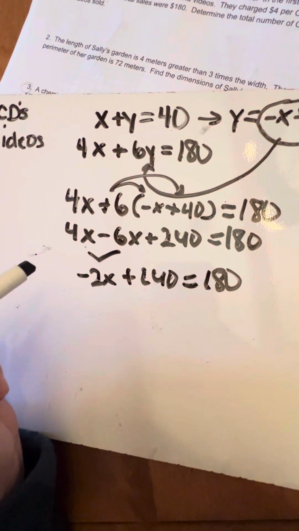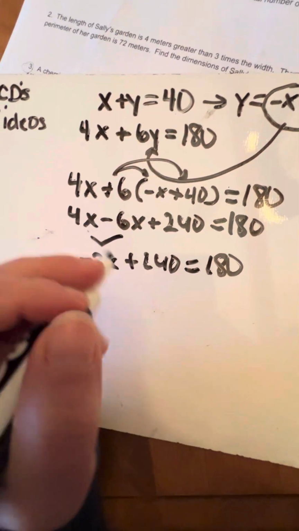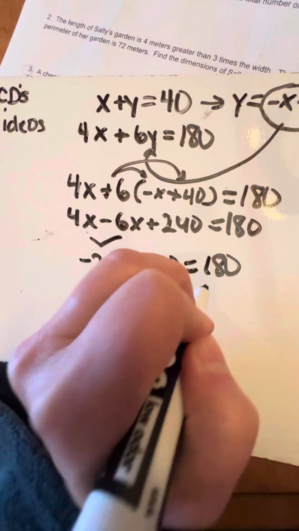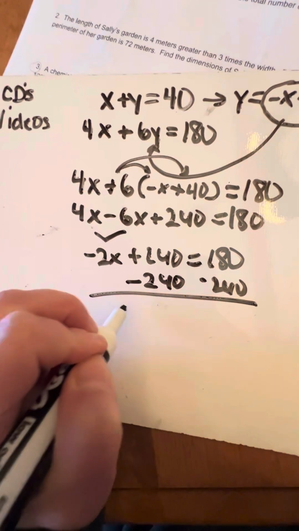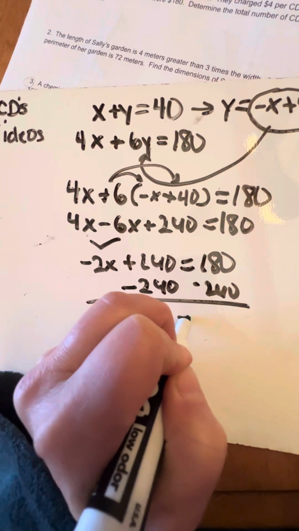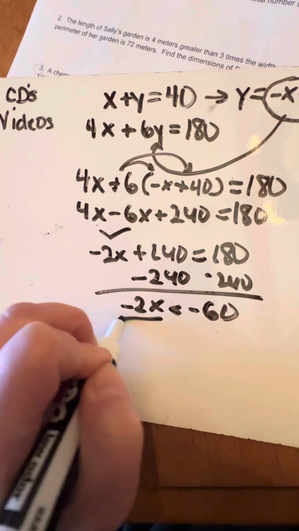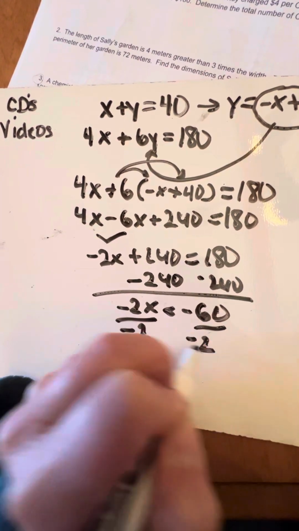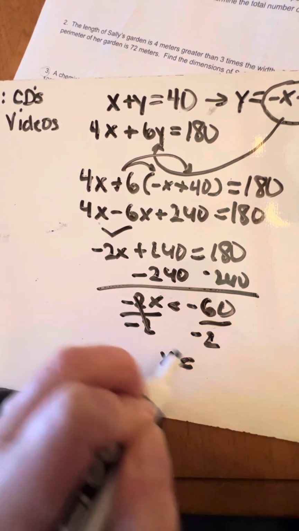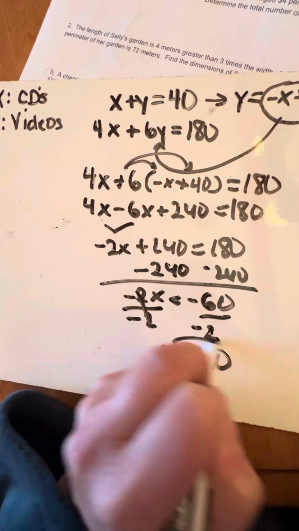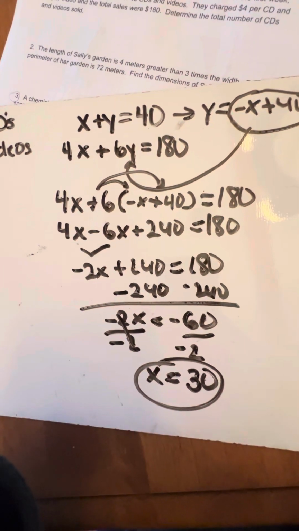And then you are going to get that X by itself. You subtract 240 on both sides. You're left with negative 2X is equal to negative 60. And then last step, divide both sides by negative 2, leaving me with X is equal to a positive 30. So you know what X is now.